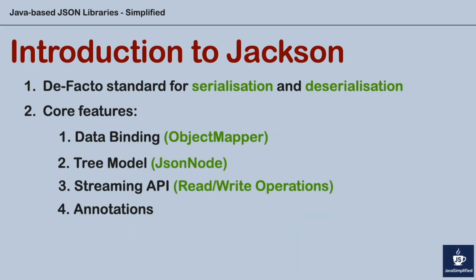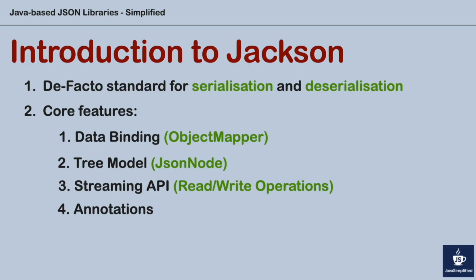Now coming back to the topic, the second point to know about the Jackson library is its core features. As you can see on the screen, I have mentioned 4 points. These 4 points are the backbone of the Jackson library. It means if you want to master the Jackson library, these are the topics you must know.